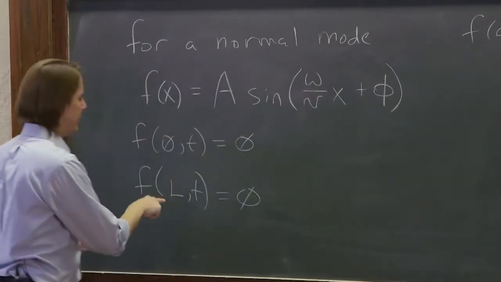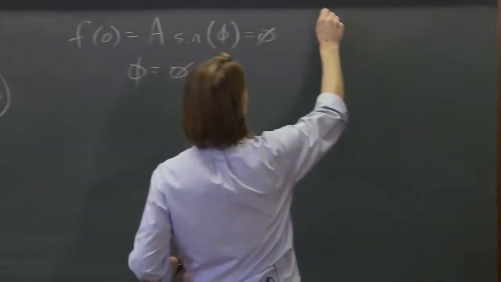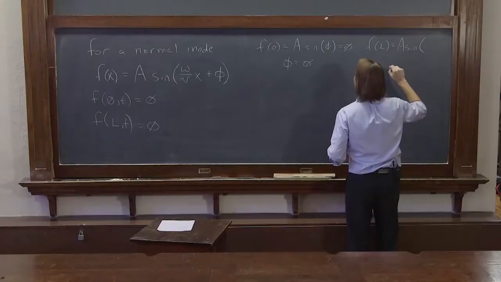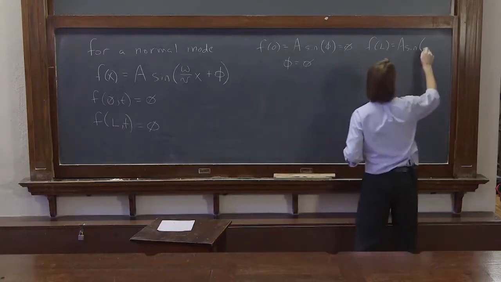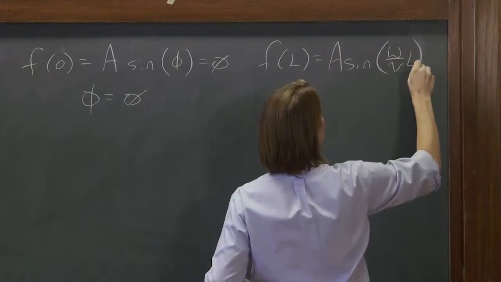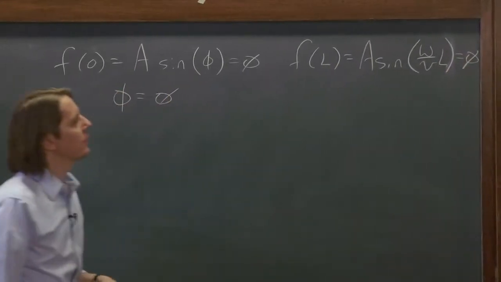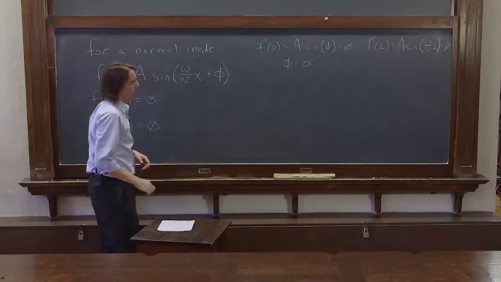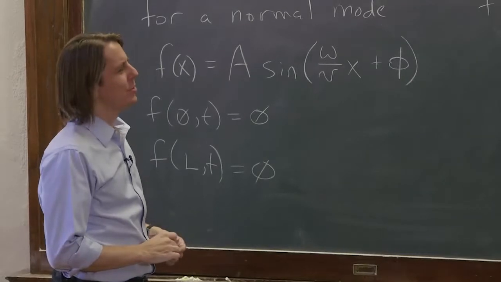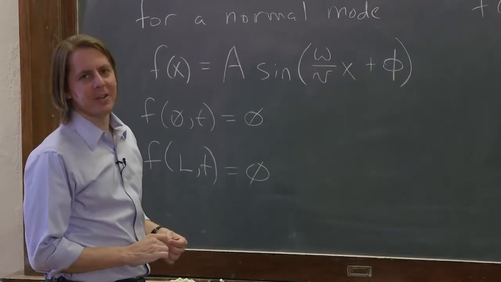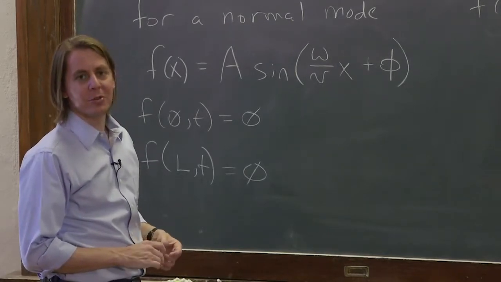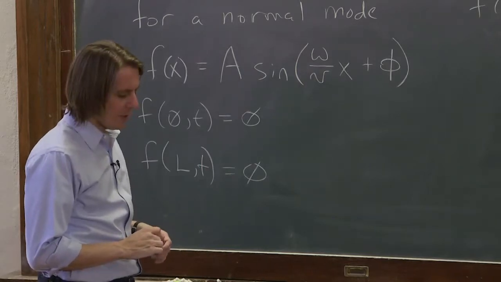Let's look at this boundary condition at L. f of L equals A sine of omega over v times L. And we already said the phase was 0, so we can ignore the phase, equals 0. Well, how's that going to be 0? You could say omega over vL has to be 0. But that's not very good because then that means the frequency is 0. That's what we're finding here, the frequency. And the frequency being 0 is a solution. It's just a trivial, boring solution where the string doesn't move.